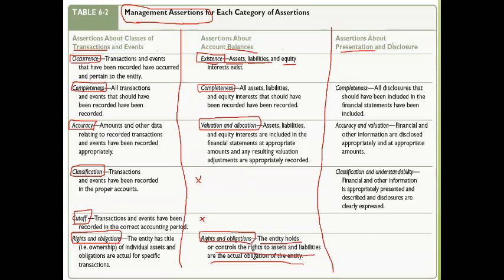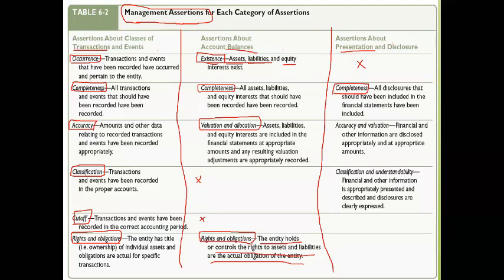So let's go for presentation. Presentation means you are going to present and disclose this information. So where do we present and disclose this information? In the financial statements. We don't have occurrence or existence because we checked those balances before, but completeness is there. Why? Because I have to make sure that all disclosures that should be included have been included.